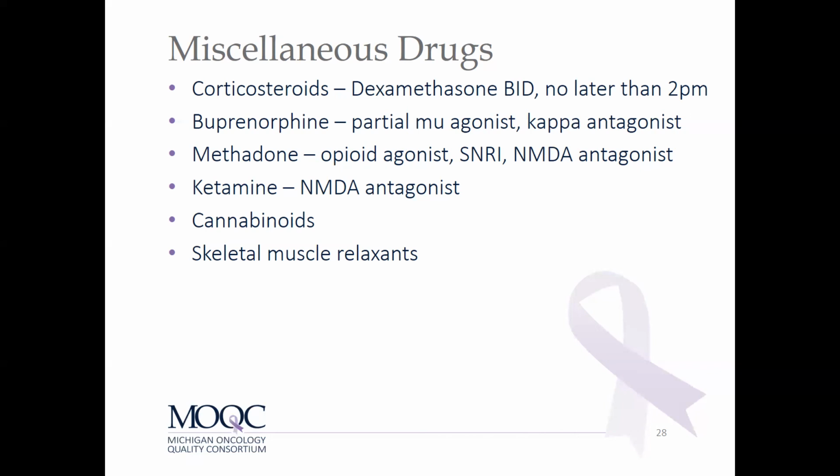Ketamine is an NMDA antagonist, and we saw NMDA upregulation in various states previously. You can give it IV or oral. It's a very effective drug, and you can up-titrate it very rapidly. Cannabinoids, we don't have a lot of data on cannabinoids, but the use is somewhat common in patients with cancer.